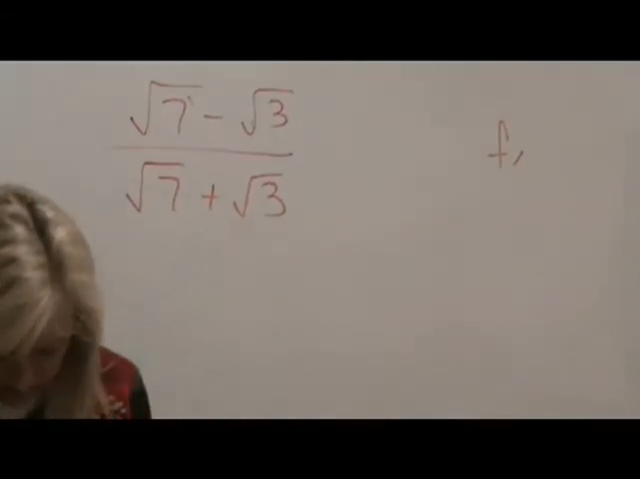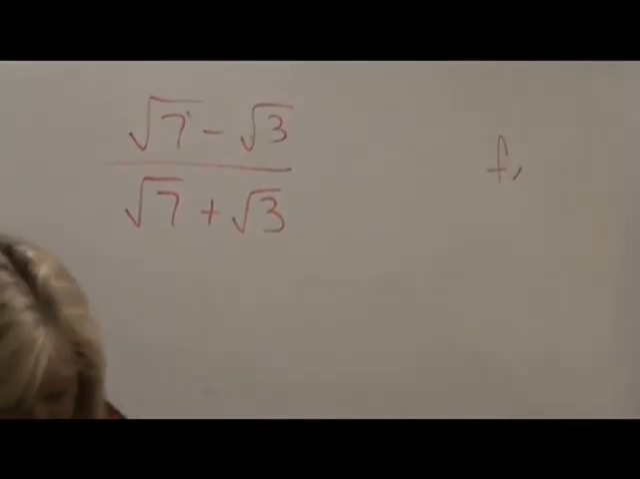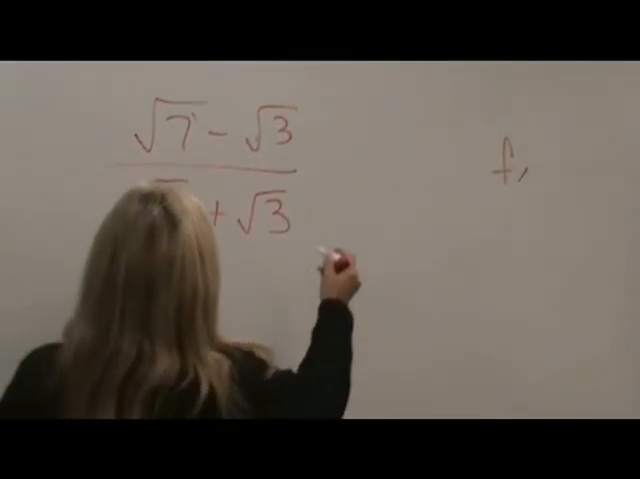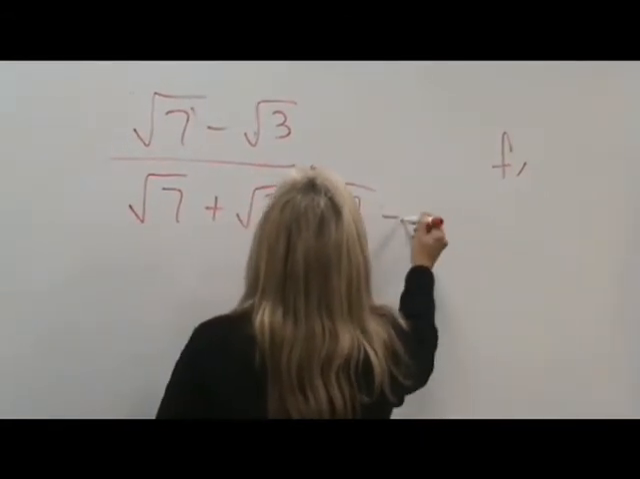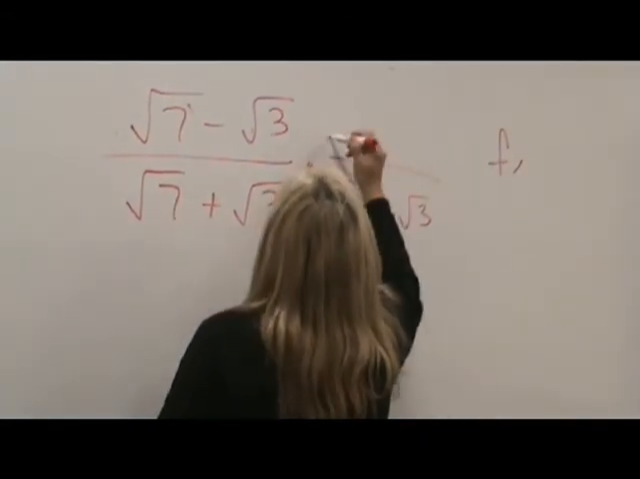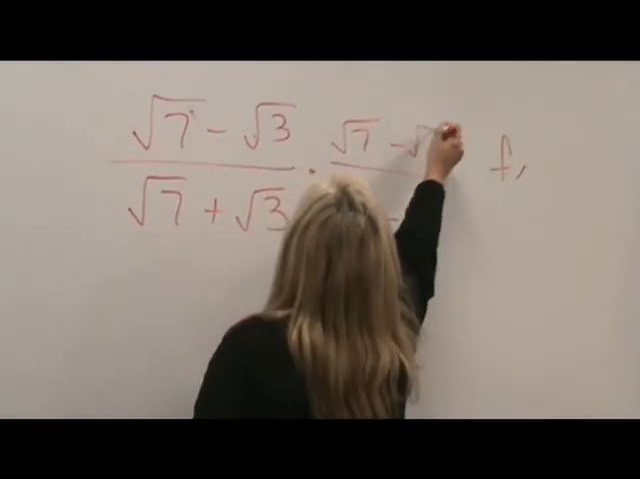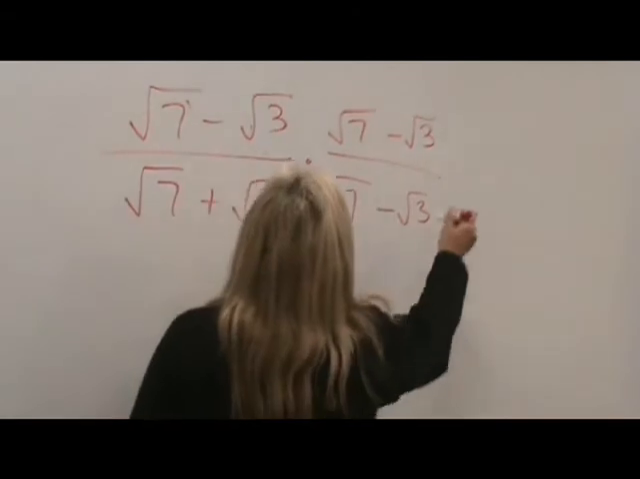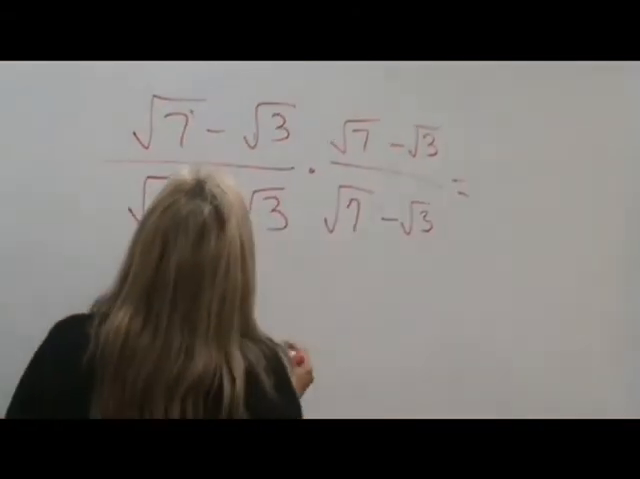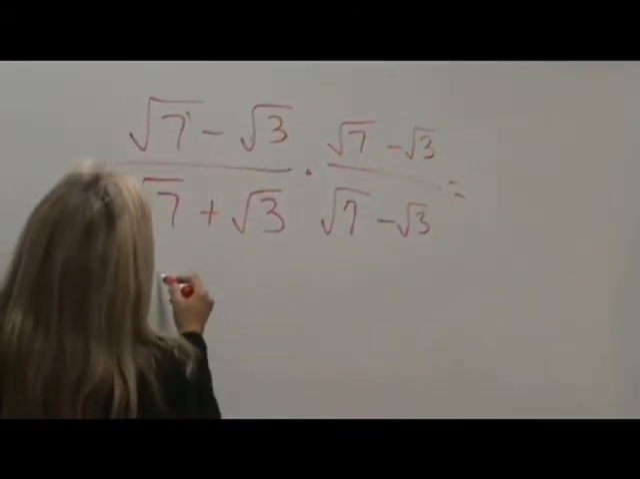Do you multiply by radical 7 plus radical 3? Yes. Do we do the opposite? So we do the opposite. Minus the square root of 3. And the square root of 7 minus the square root of 3. So we would end up with what?